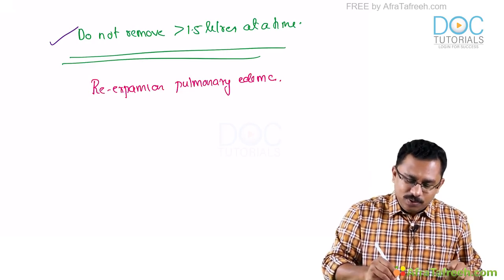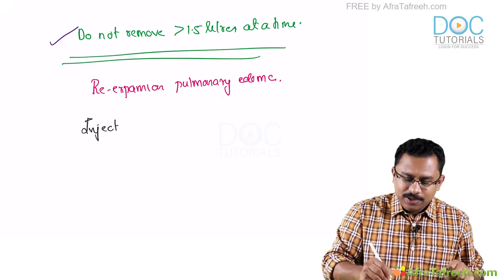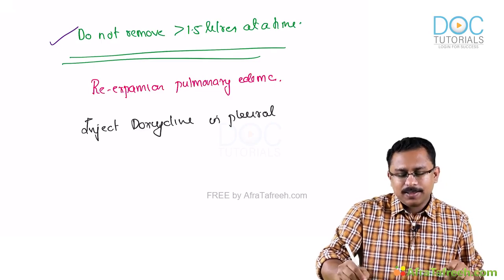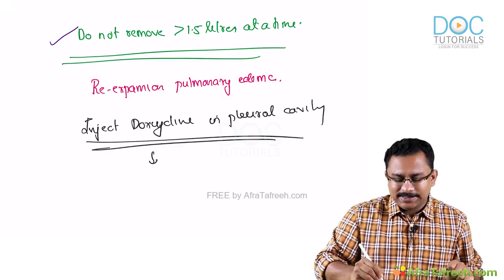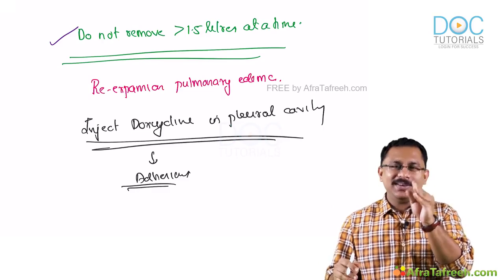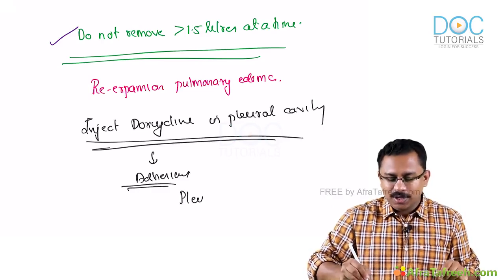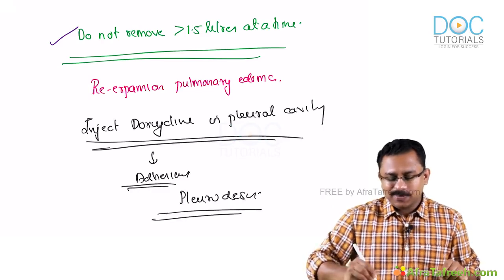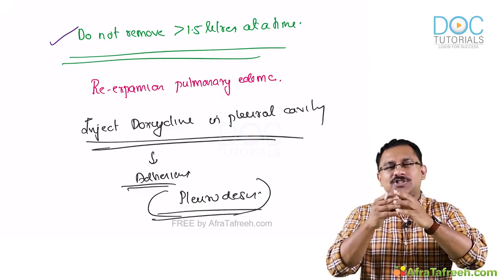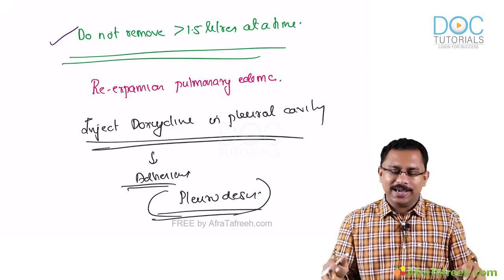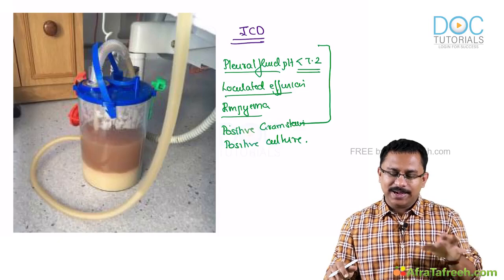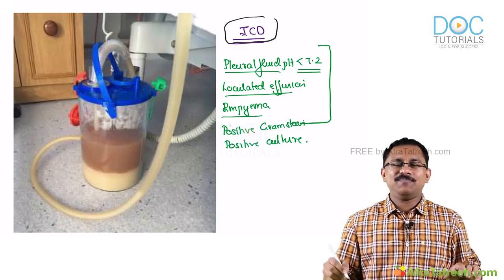What you can do is inject doxycycline in the pleural cavity, and this would create adhesions and help to obliterate the pleural cavity space. This procedure is known as pleurodesis, where you are trying to obliterate the cavity, which will prevent further accumulation in the pleural cavity. That is very important. So we have seen that the ICD insertion indications are very, very important.